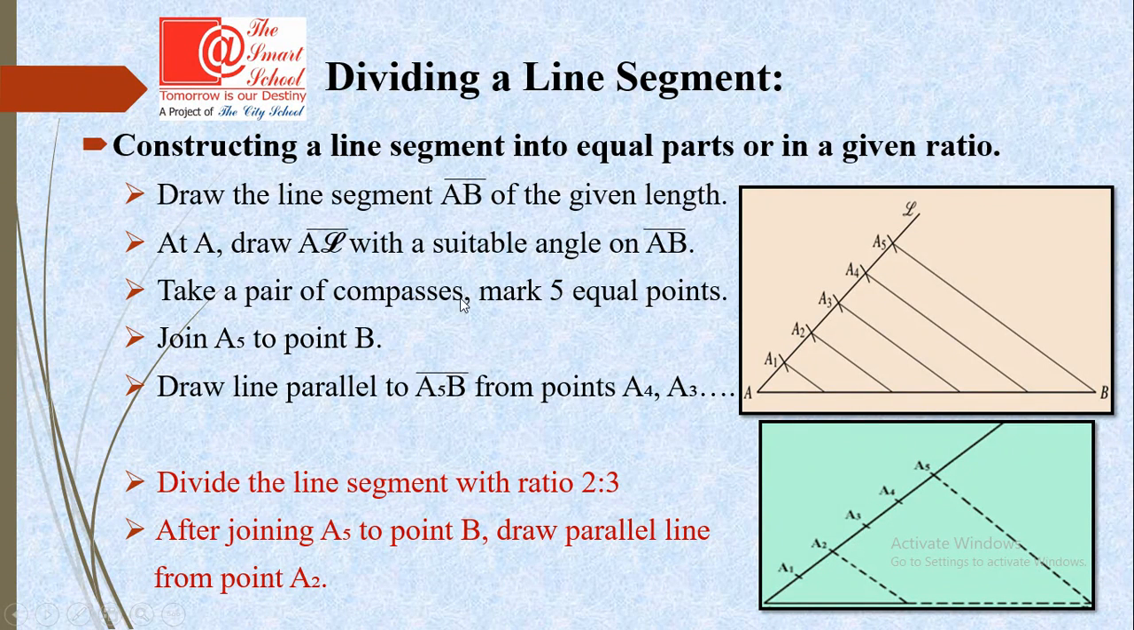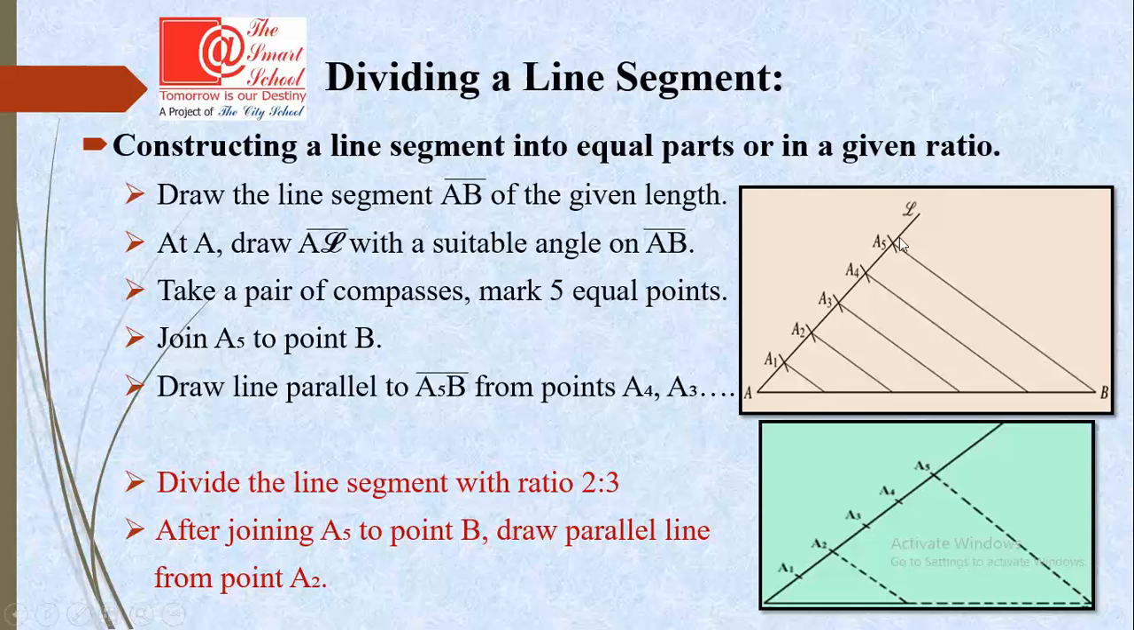Now take a pair of compasses, mark 5 equal points. Now from A, just open compass as you require, which you can easily handle, and mark equal distance. First start, then from A1 mark A2, then from A2 mark A3, and from A3 A4, and then from A4 A5. Why are we dividing it into 5? Because we have to divide this line into 5 equal parts.